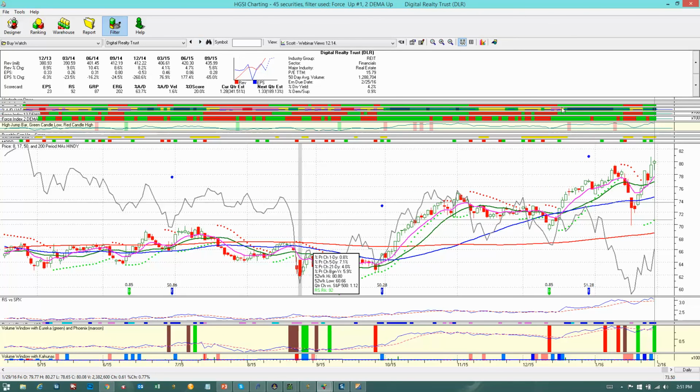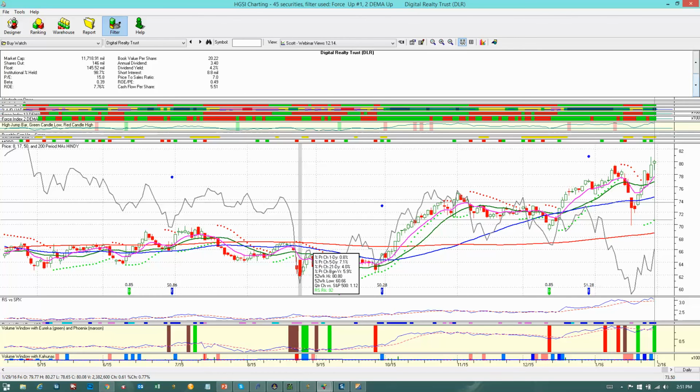Here's the other one of the companies that does the data centers. This is Digital Realty.